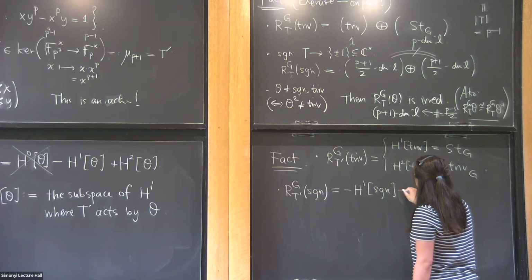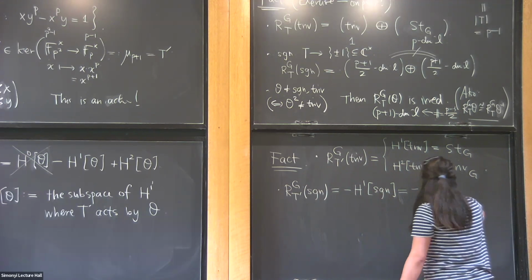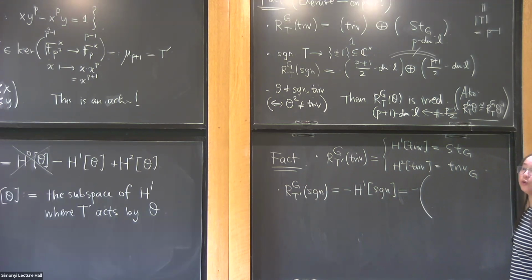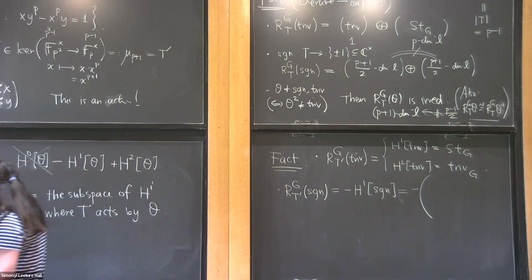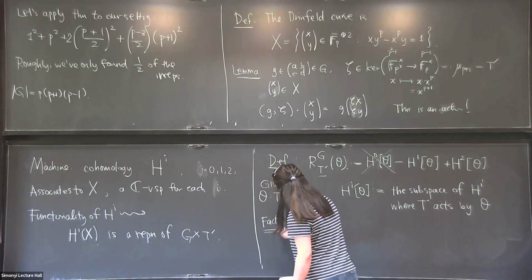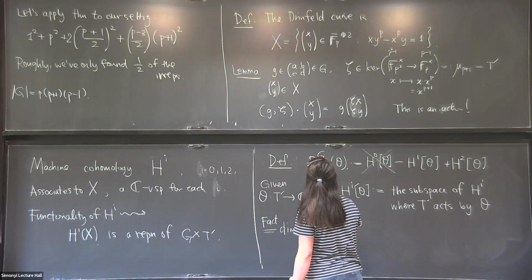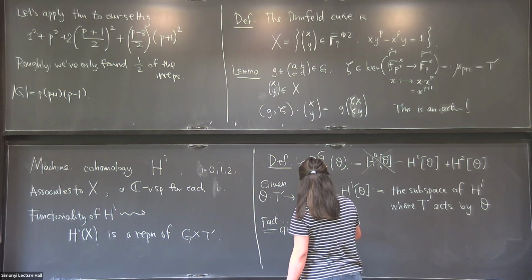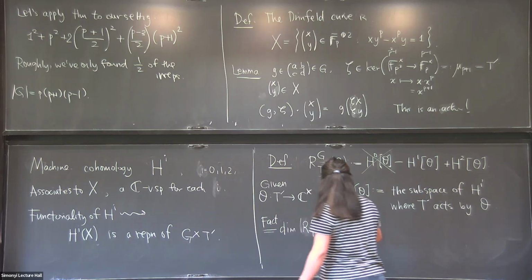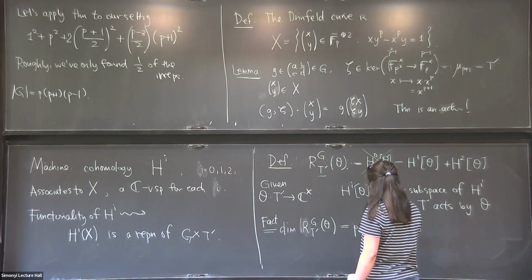And what is this thing? So this thing turns out to be minus, and then it also breaks up into two distinct irreducible representations, and they are the same dimension. Okay, so what dimension is that? So a fact here is that the dimension of R_{T prime} G theta is equal to p plus 1.